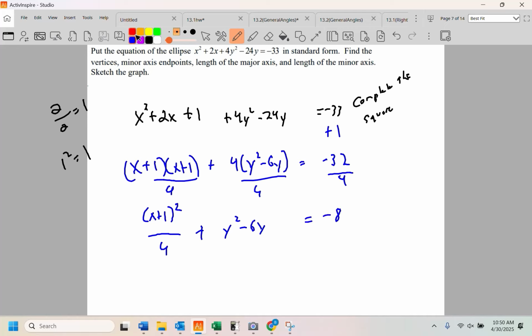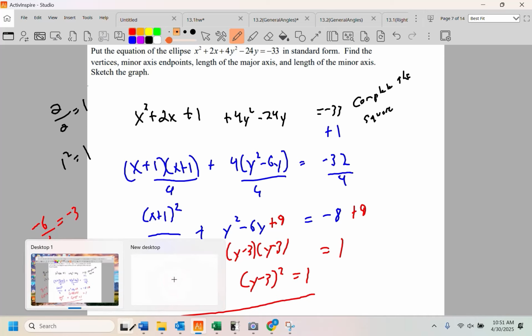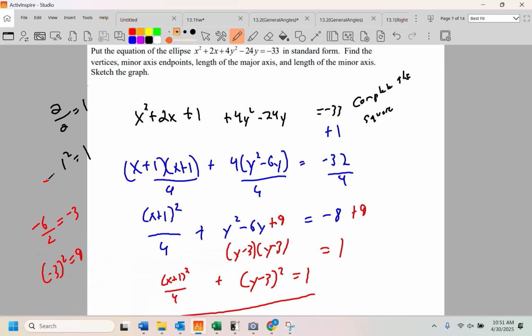Now I'm going to complete the square. I'm going to take half of 6, I'm going to get negative 3. I'm going to take negative 3, square it and get 9. And I'm going to add it to the left, and I'm going to add it to the right. And there is the 1 that I wanted, because they all equal 1, right? And y squared minus 6y is y minus 3 times y minus 3, which is y minus 3 quantity squared. There you go, boys and girls. There is the equation of the ellipse.